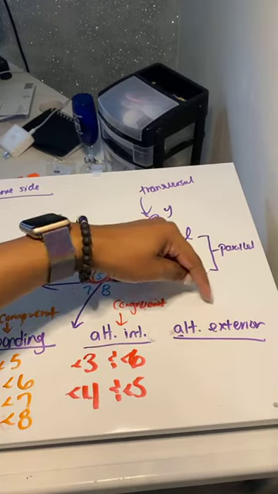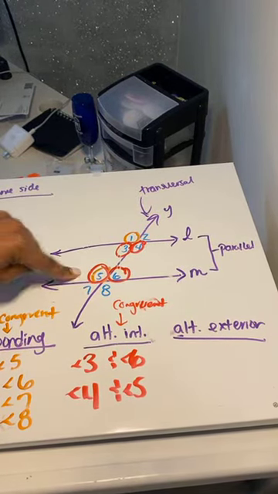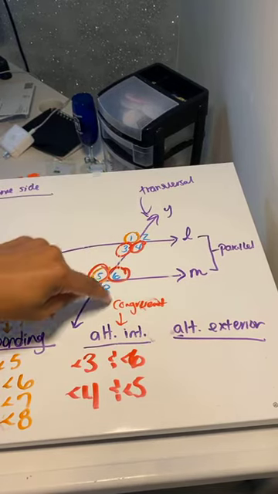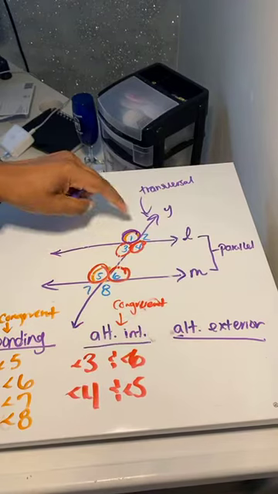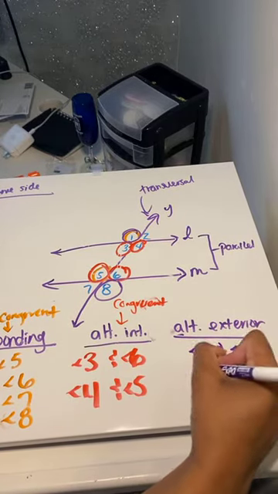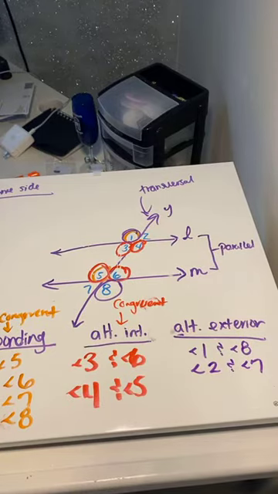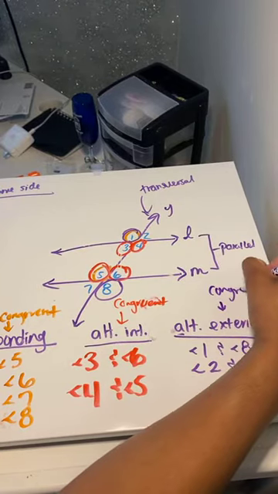Now, exterior is the same thing, except instead of being inside of the lines, you're going to be outside of the lines. So 1 matches with 8. I'm going to try to do another color. My board getting kind of messy now. So 1 matches with 8. Good, Akila. And 2 matches with 7. So angle 1 and angle 8, angle 2 and angle 7. Good, Dylan. And so since they match up, they again are congruent.